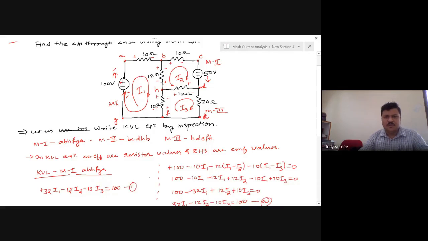Coefficient of I2 will be the common element between I1 and I2 with minus sign. Coefficient of I3 will be the common element between I1 and I3 with minus sign. Equal to the voltage source value, which should be taken positive if the direction of current I1 and the voltage source is the same, and negative if the direction of current I1 and voltage source direction is opposite. So here we got some equation.